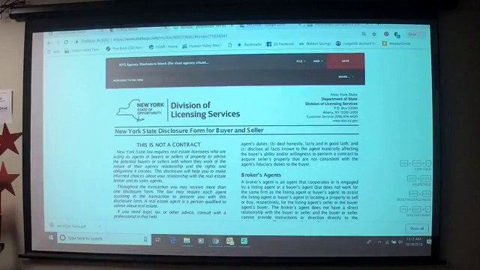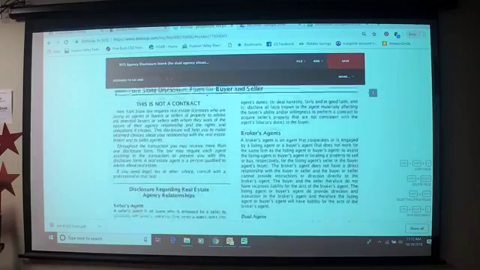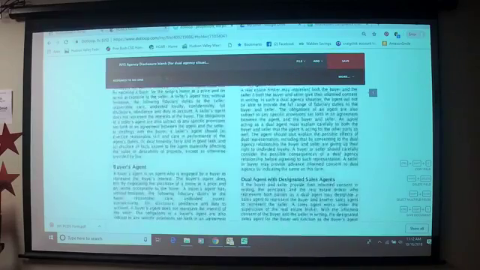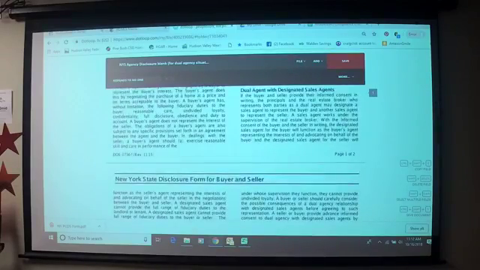About the forms that we're required to fill out for our listing presentations. So we're just going to be looking at the listing forms today. We're going to start with the agency disclosure. So this is the New York State agency disclosure form. It's required for our listing documents.